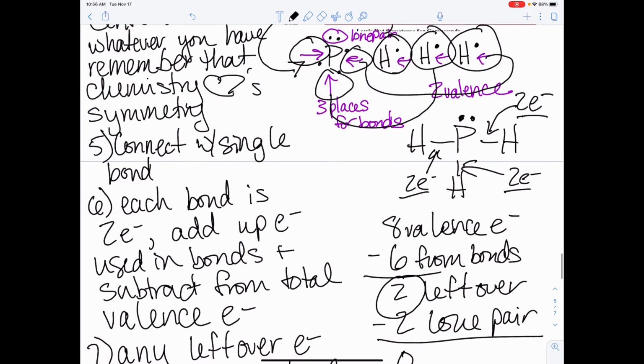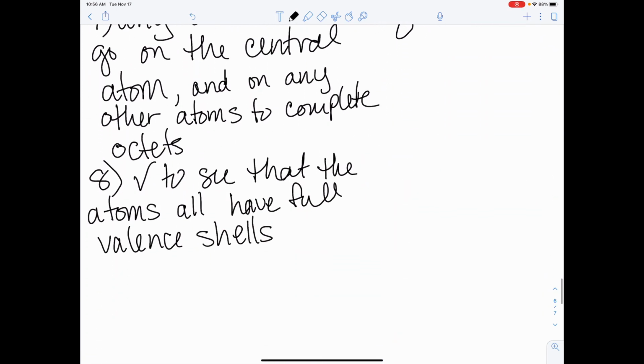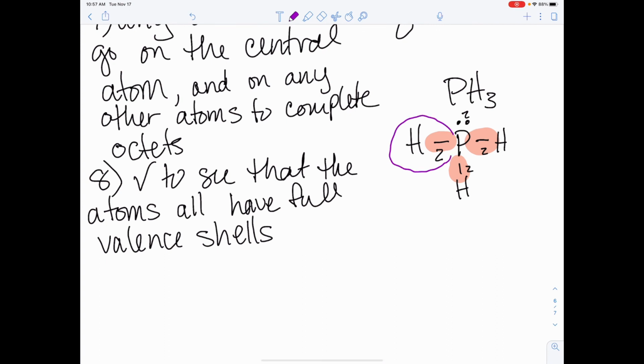Okay, I'm going to redraw it down here so we can see it. We've got phosphorus in the middle with a single bond to its 3 hydrogens. Remember, we're drawing PH3 right here. I've got 2 electrons for this hydrogen, 2 electrons here, 2 electrons here, and 2 up here. Anytime you've got a bond, those electrons count for each of the atoms. So this particular hydrogen has access to 2 electrons, so it's happy.